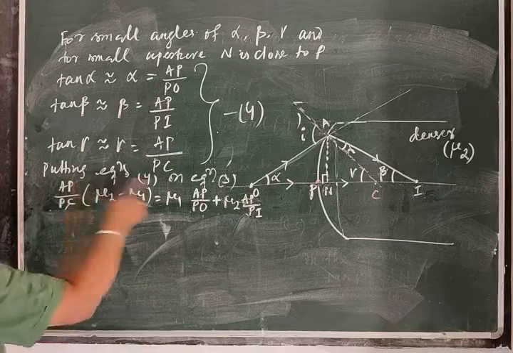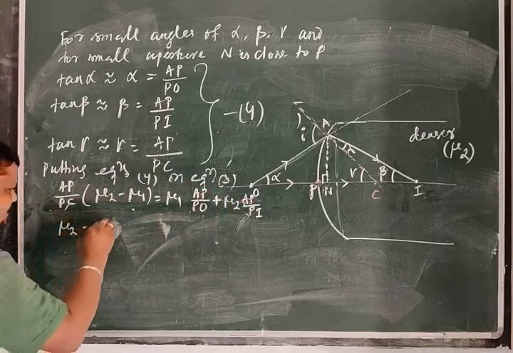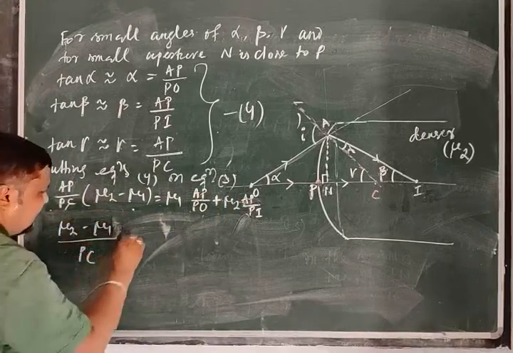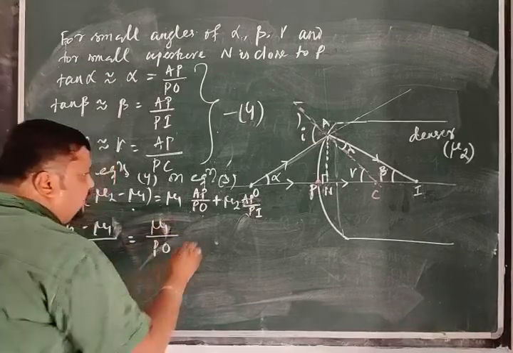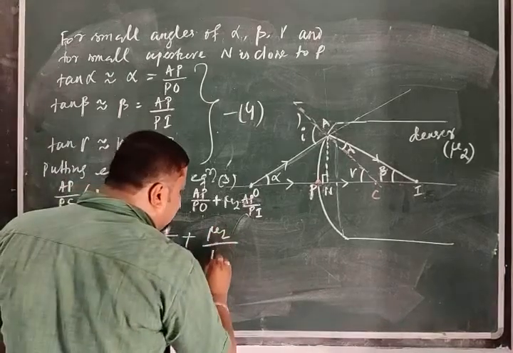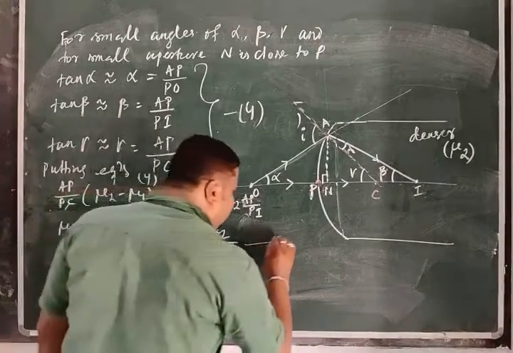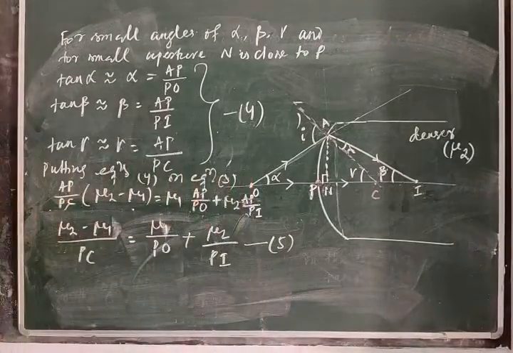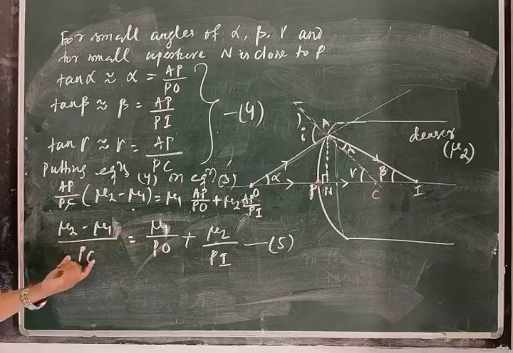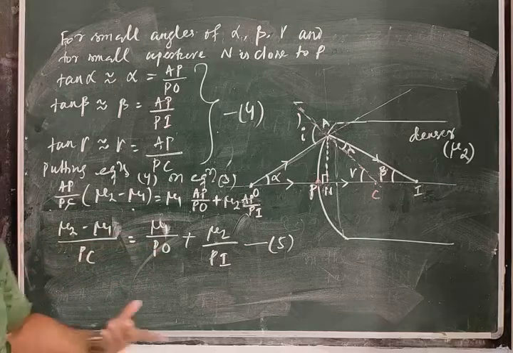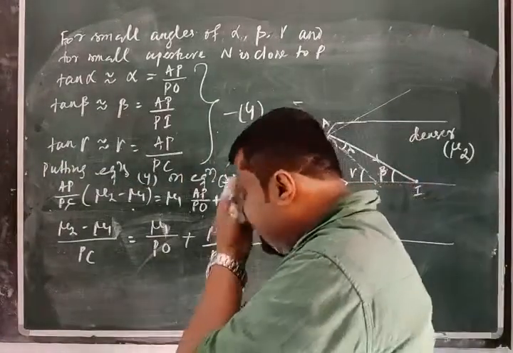Now take AP common, and it cancels. So (mu2 minus mu1) by PC is equal to mu1 by PO plus mu2 by PI. Let this be equation number 5. You got the relation in terms of object distance, image distance, and radius of curvature. That is the relation we wanted to derive for refraction through a spherical surface.